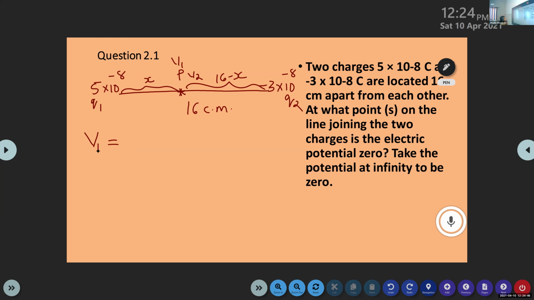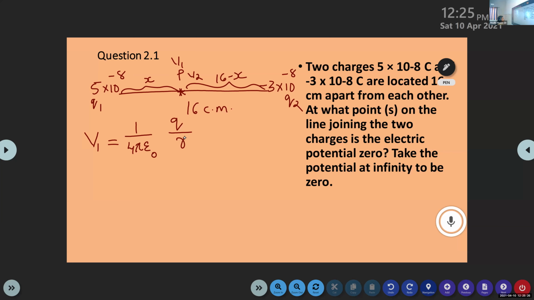V1 is the potential due to the charge Q1 at the point P. So now we can calculate V1. What is the equation for calculating the potential due to a point charge? Recall the equation: V is equal to 1 by 4 pi epsilon 0 times Q divided by R. This is the equation for calculating the potential due to a point charge.